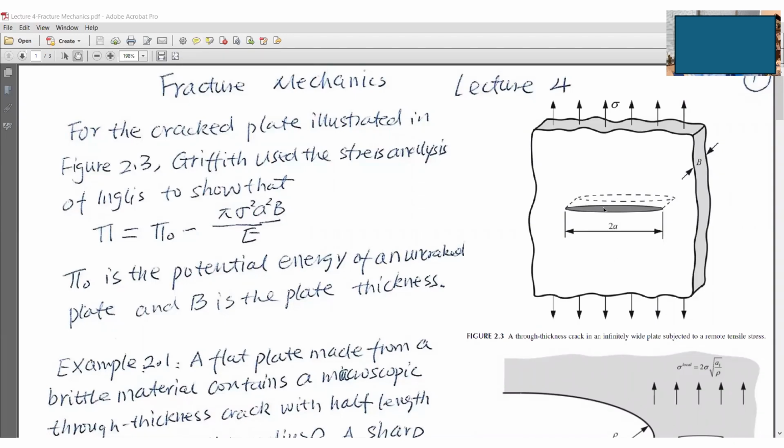So first of all, I want you to know that we are given a through thickness crack in an infinitely wide plate subjected to tensile stress. This is a through thickness crack, 2A is the crack length, the thickness is B, and this is a remotely applied load sigma.